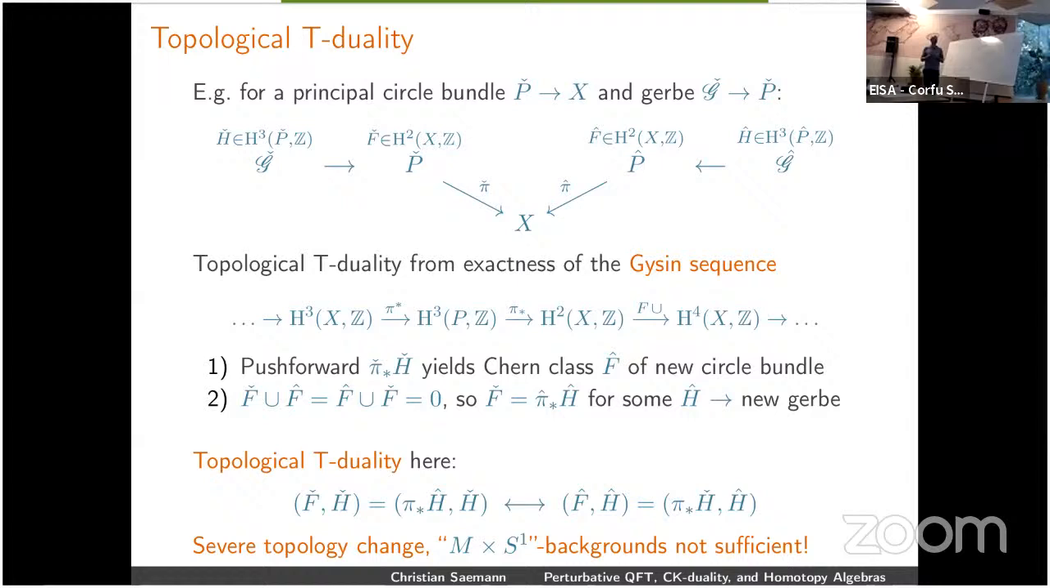And therefore, any discussions that you find often in the early literature, that you just take M cross S1 or so, or a non-trivial fibration, is certainly not sufficient. I really need to have the gerb there to describe full T-duality.